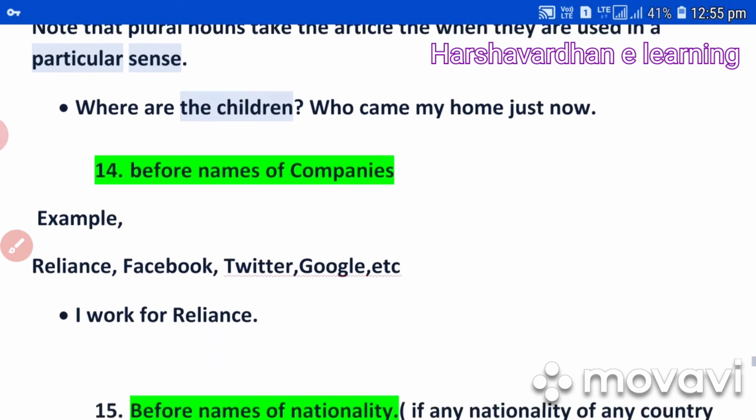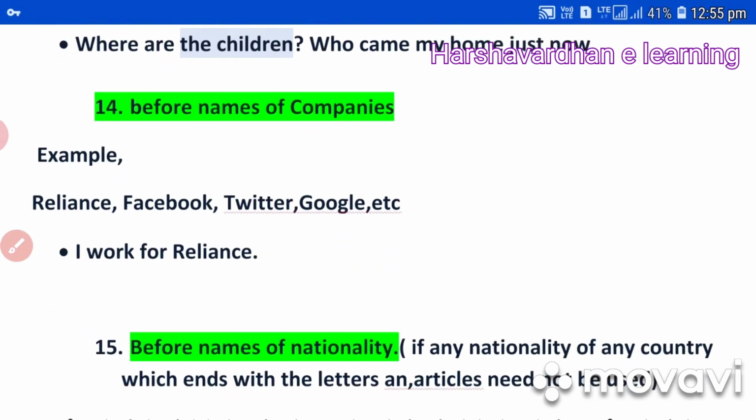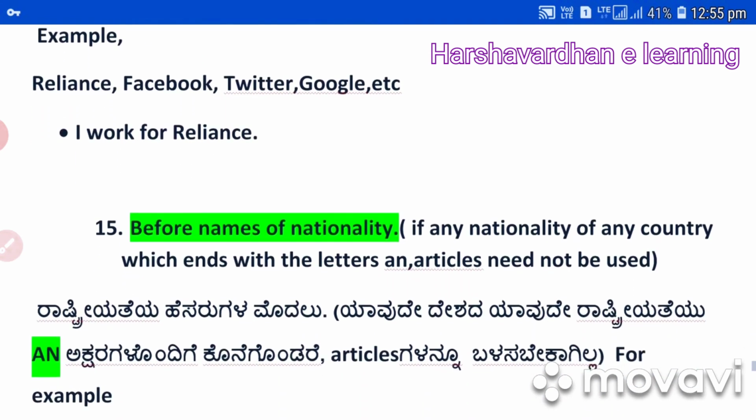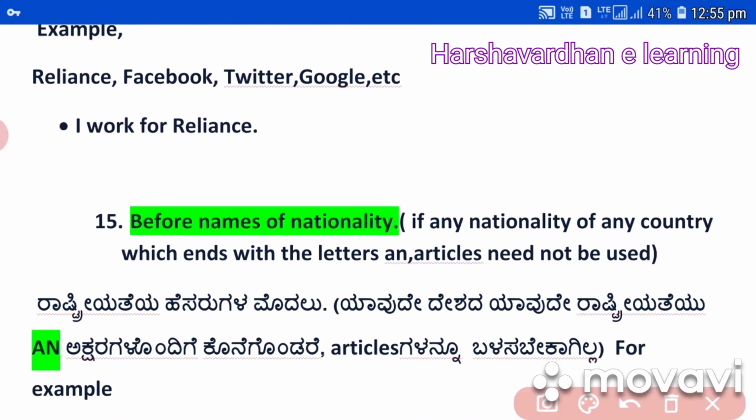Next, 14th one, before names of companies. You are not supposed to use any article before names of companies. For example, Reliance, Facebook, Twitter, Google, etc. I have one more example: I work for Reliance. Okay, this one it is. Next.